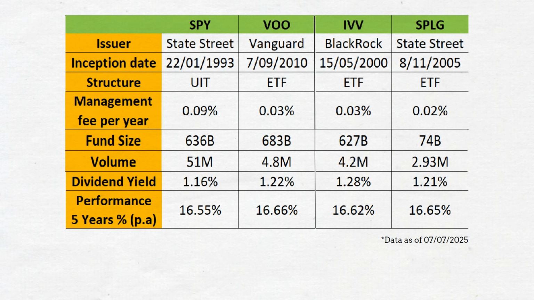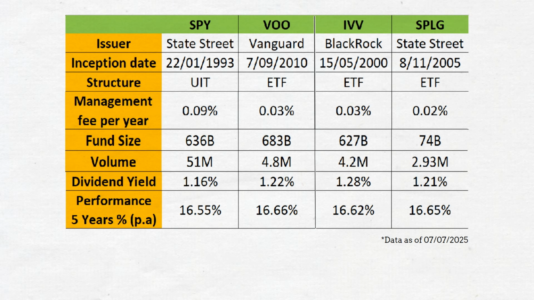Dividend yields hover around 1.2%, and the 5-year annualized total return is about 16.6%. To summarize, if you're a short-term trader who values liquidity, choose SPY. If you're a long-term investor seeking the lowest cost, go with SPLG. And if you want a balance of liquidity and cost, VOO or IVV are solid picks.